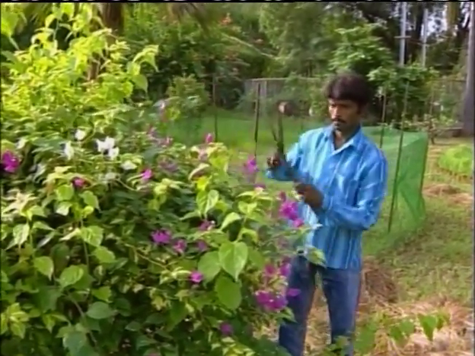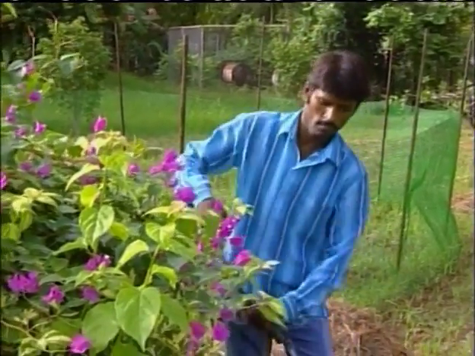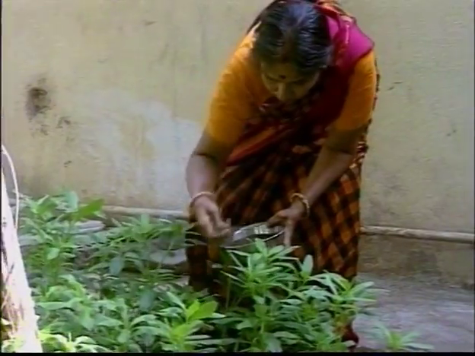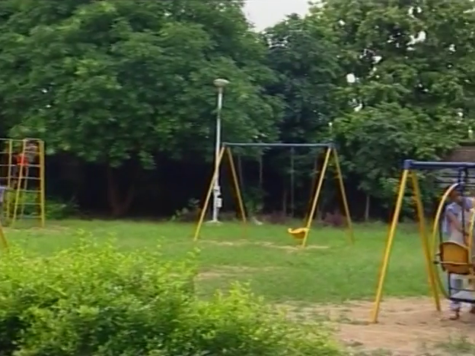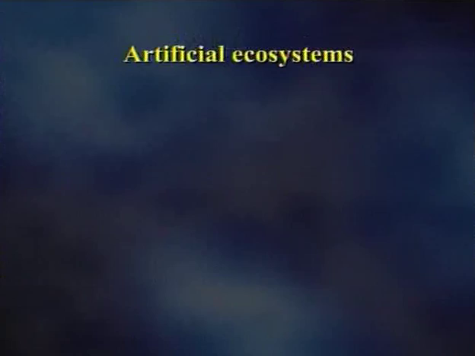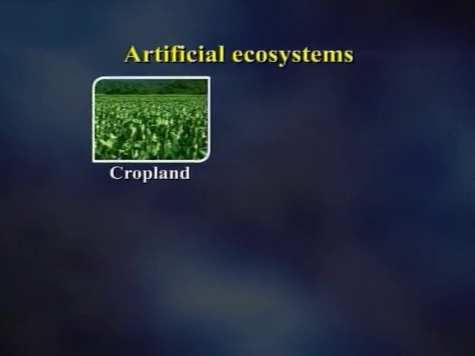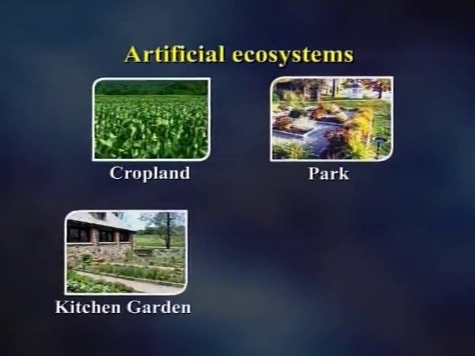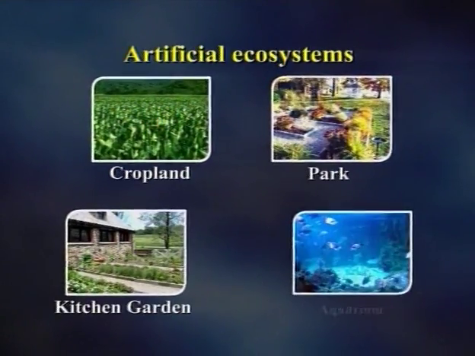Artificial ecosystems are created and maintained by human beings. In these ecosystems, humans maintain the natural balance by the addition of energy and planned manipulations. Examples are croplands, parks, kitchen gardens, and aquaria.